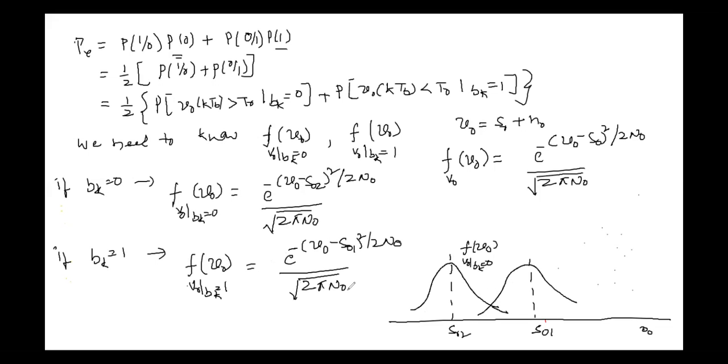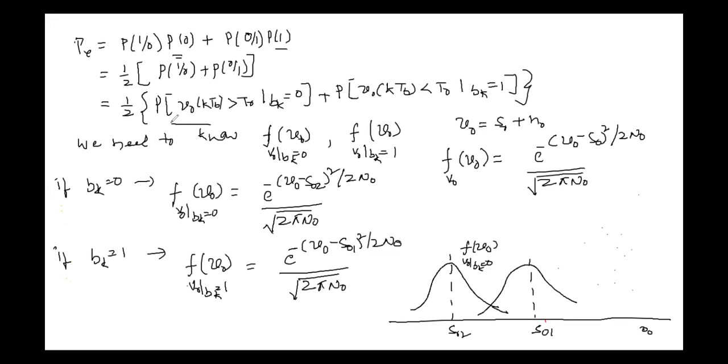So these are the shapes of the probability density functions of V0 when bit 0 is transmitted as well as 1 is transmitted. From these distributions we need to find out probabilities. How much are these probabilities? Now, how to find the error probability? Before that, we have to find this one and this one before adding them. For that, we need to find the probability of V0 of KTB greater than T0 and bk equal to 0.